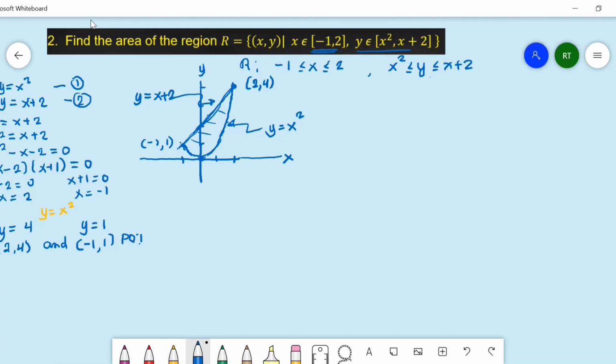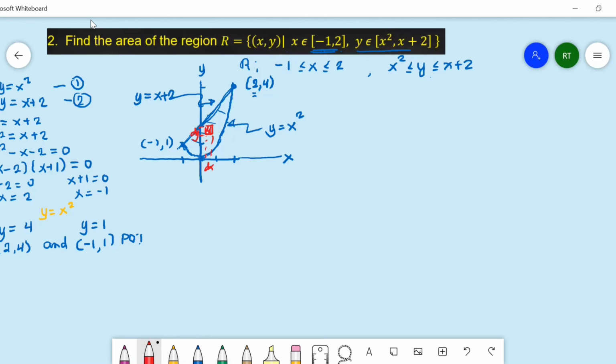Okay, now please take note that the leftmost value of x is -1 and the rightmost value of x is +2. So we have x going from -1 to 2 and y going from x squared to x + 2. Hence, if we draw the element, this is the differential of A, which is dx and dy.